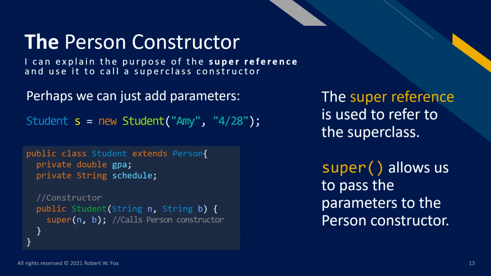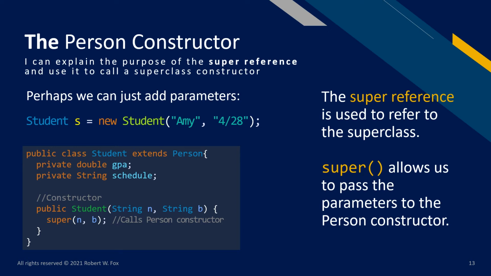Now the student class itself doesn't really have anything to do with the name and the birthday. That's all from the superclass. So all we really need to do at this point is pass the name and the birthday, right? That would be the Amy, the 428, N and B. We need to pass those to the person constructor. After all, it's the person constructor that's expecting them.